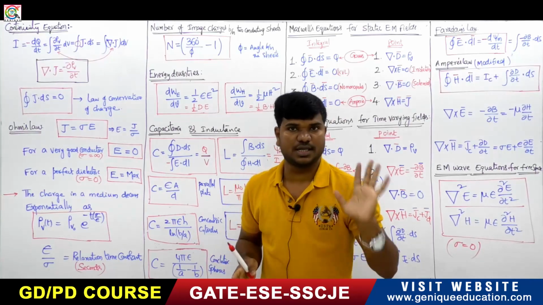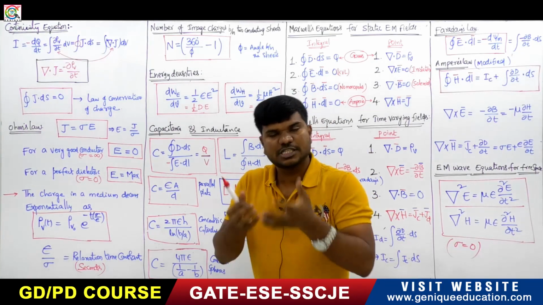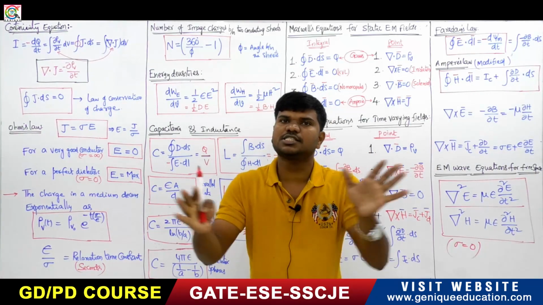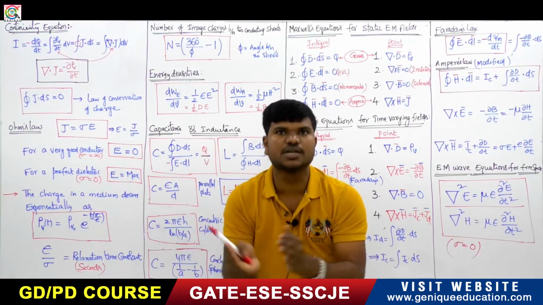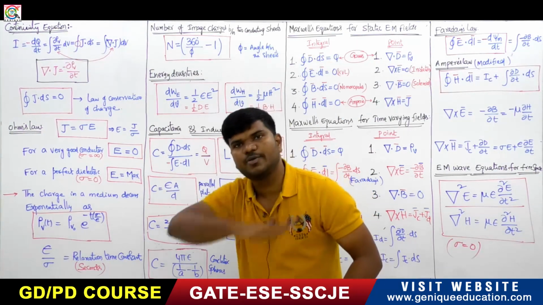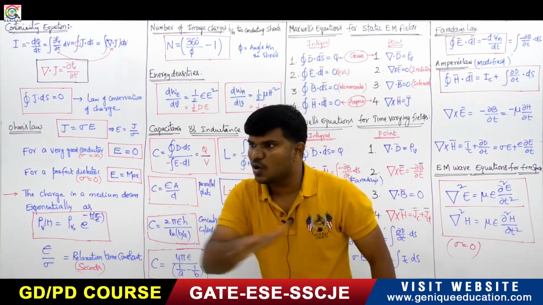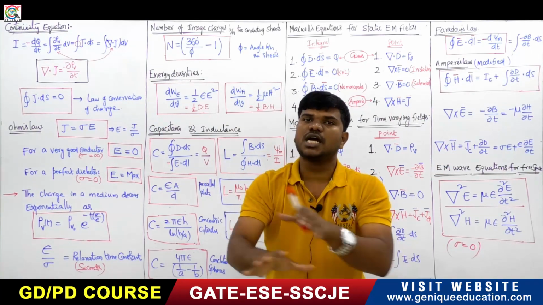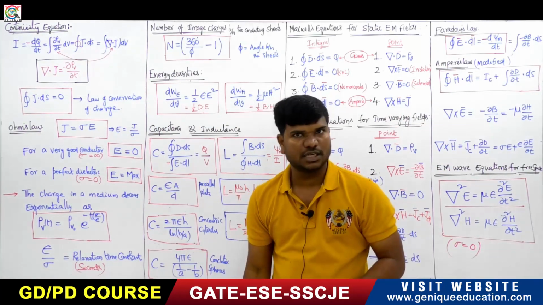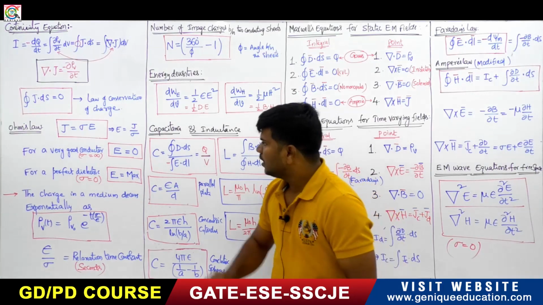That is the point you have to understand, right? Because if it is a very good conductor, there is no chance of accumulation or storage of the charge. Always the charge will be flowing. If there is no accumulation of the charge, there is no chance of forming the electric field. That is the point you have to understand, right?